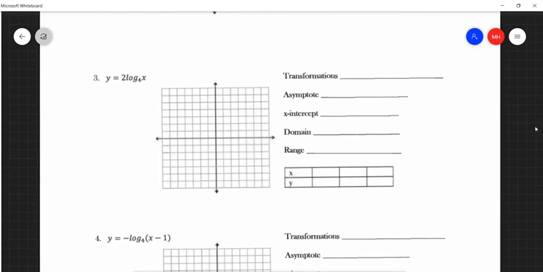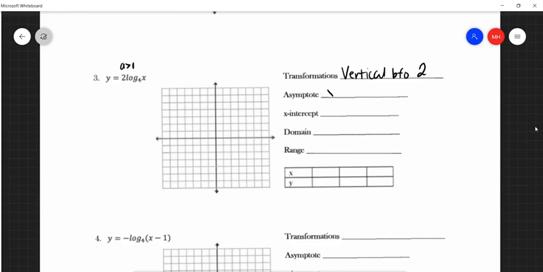So let's look at 3. It says we have y equals 2 times log base 4 of x. Well, I have a number in the front. A number in the front is either a stretch, shrink, or reflect. So if my a is bigger than 1, that's a stretch. So this is a vertical stretch by a factor of 2. Looks like that's the only thing that's happening. We don't have an h with our x. We don't have a k.